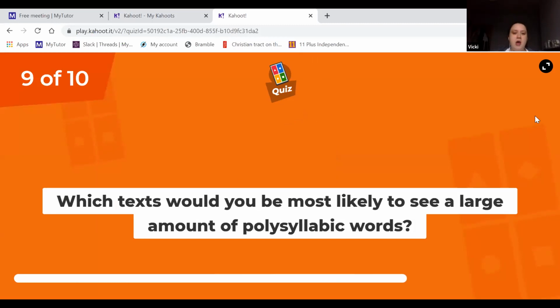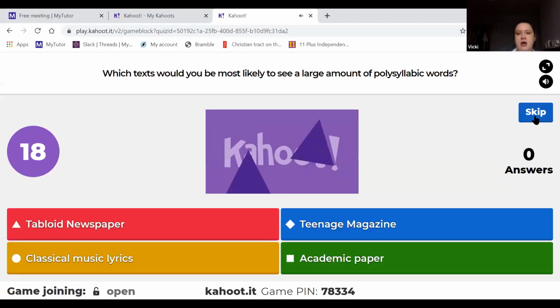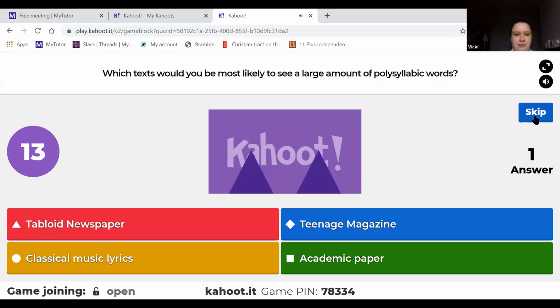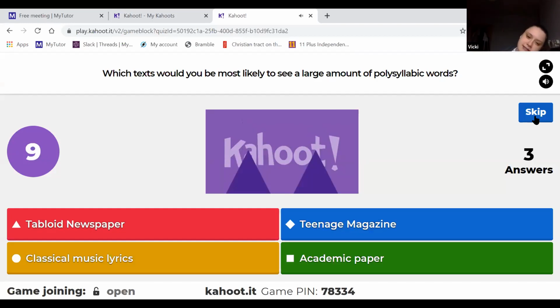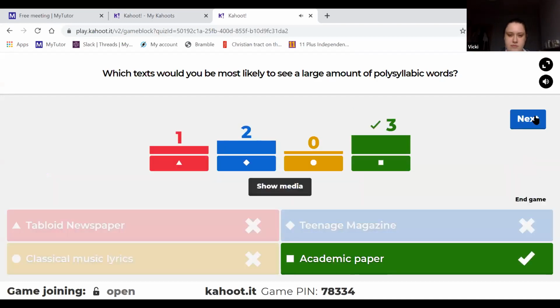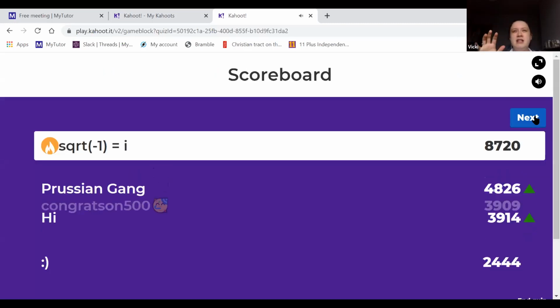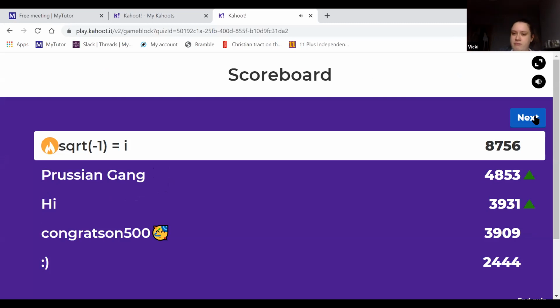Right, which text would you be more likely to see a large amount of polysyllabic words? That should be text, not texts. I apologise, you're only looking for one. So you've got tabloids, classical music lyrics, teenage magazine, academic papers. Yeah, so generally things that are more academic have much longer words. Tabloid newspapers are very chatty, usually rather short words being used, same with teenage magazine. Classical music lyrics, I think it's sort of a nice mix of both.